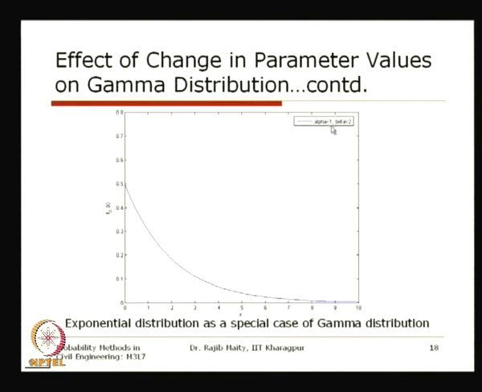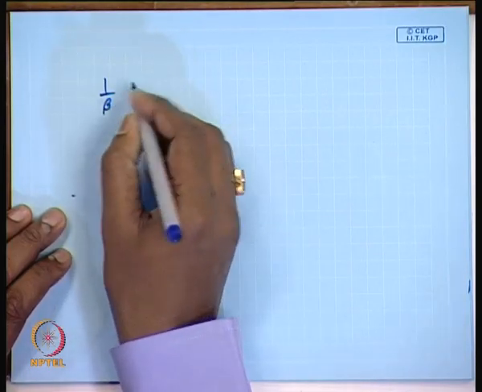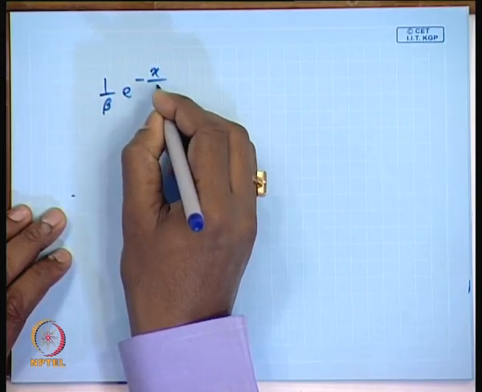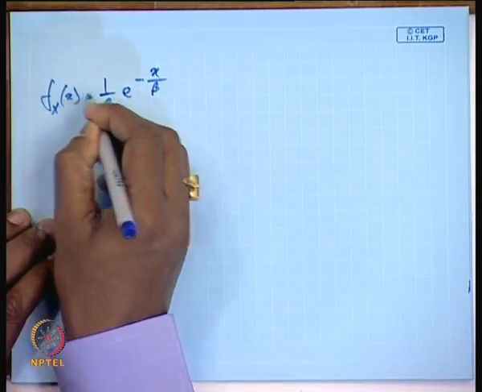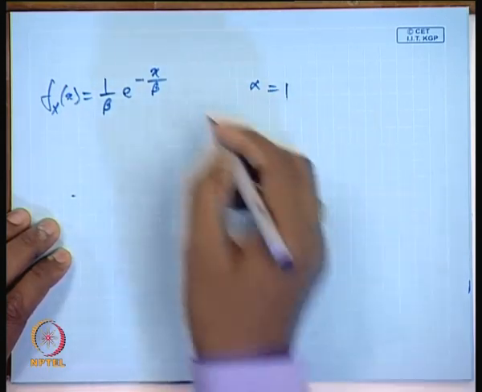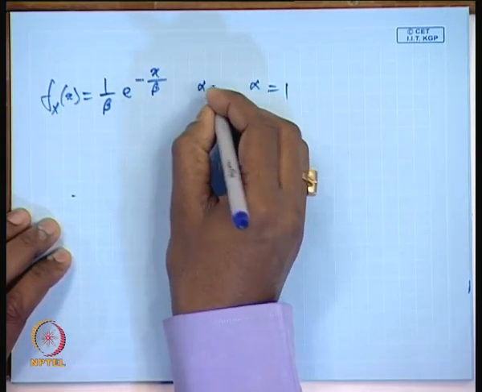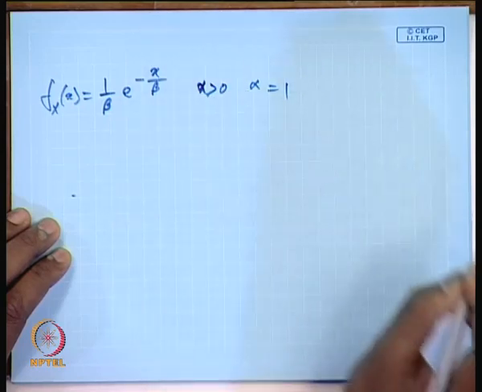Now, if we put alpha equal to 1 and beta equal to 2, we showed that if alpha is equal to 1, irrespective of the value of beta, it becomes an exponential distribution. So, we can see that f(x) from this gamma, if we put alpha equals 1, becomes 1 by beta e power minus x by beta. The support is the same, x greater than 0.